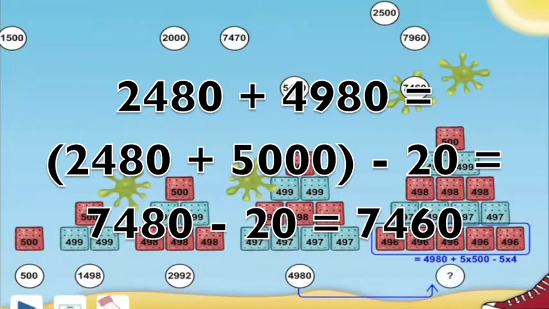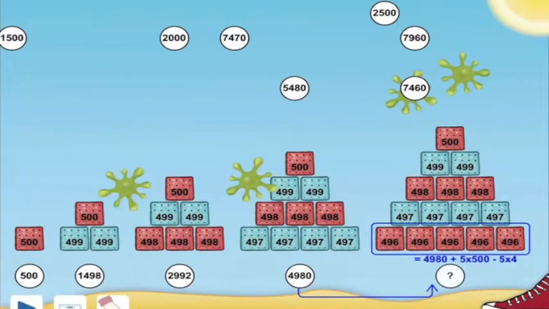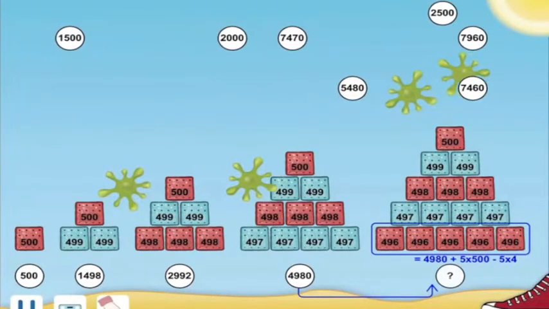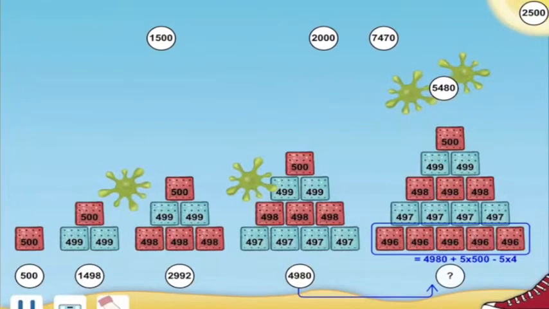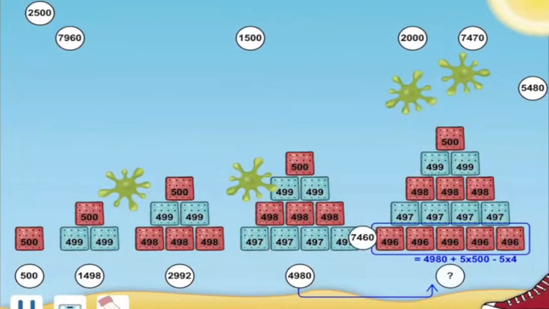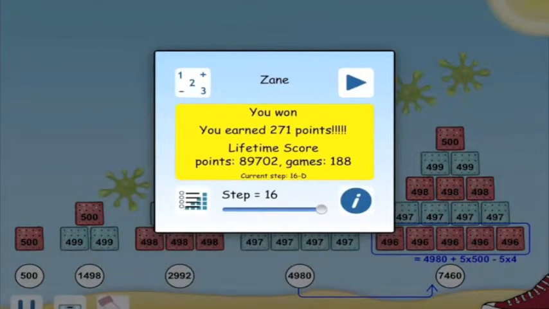Notice what I'm doing now. I'm actually going to use another rounding strategy where I'm going to take the 4980 and round it to 5000. That makes it much easier to add to the 2480. But I need to remember to subtract 20 away because that's what I used to turn 4980 into 5000. 2480 plus 5000 is 7480. Minus 20 is 7,460. So I'll start the game back up again, and we'll look for a total bubble that has 7,460. And there it is. Great, we successfully completed the game.